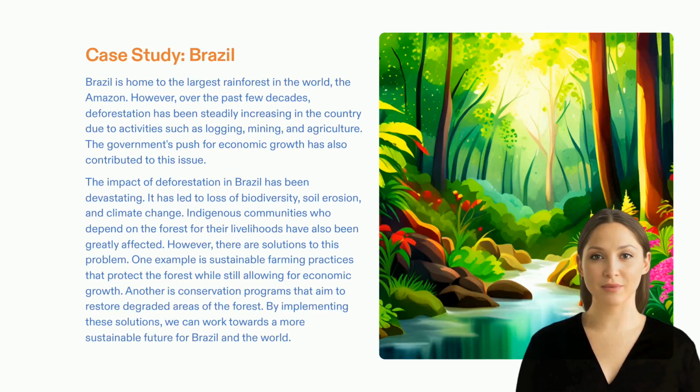Deforestation in Brazil has been a prominent issue for decades, primarily caused by activities such as logging, mining, and agriculture, alongside the government's drive to increase economic growth. The effects of deforestation have been irreparably devastating, leading to biodiversity loss, soil erosion, and climate change. The native population, that relies heavily on the Amazon for their existence, has also been adversely impacted. Fortunately, sustainable farming tactics as well as conservation efforts are creating new opportunities to preserve and restore the Amazon, providing Brazil with a greener future.